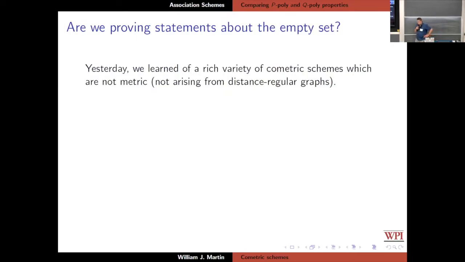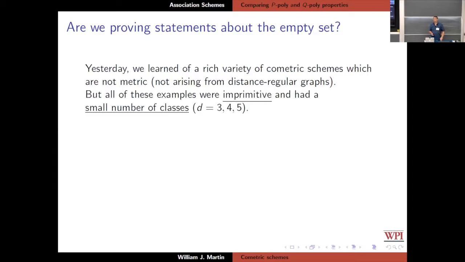Yesterday, I gave you a whole bunch of examples of imprimitive Q-polynomial association schemes that weren't P-polynomial. And one thing you'd like to know is, are there examples out there? And so you now know there are examples. But all the examples I gave to you were imprimitive, and they had a small number of classes. We spent time on 4-class Q-bipartite Q-antipodal schemes, which were exactly the same as real mutually unbiased bases. And 3-class Q-antipodal schemes are exactly the same as linked systems of symmetric designs.